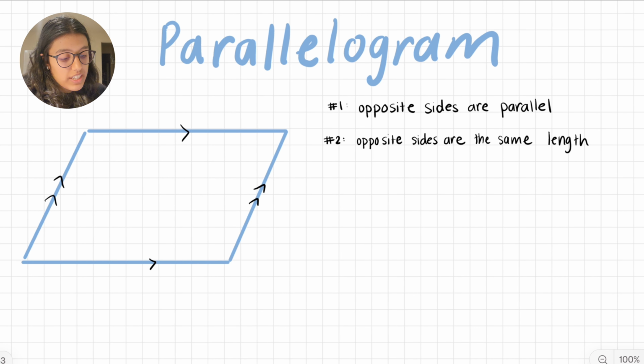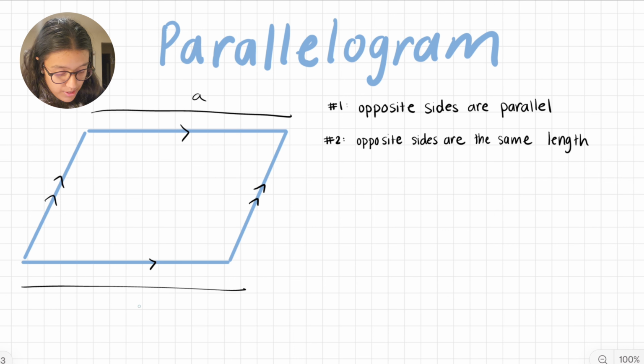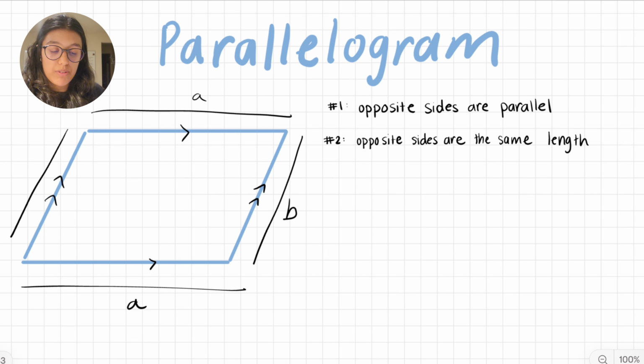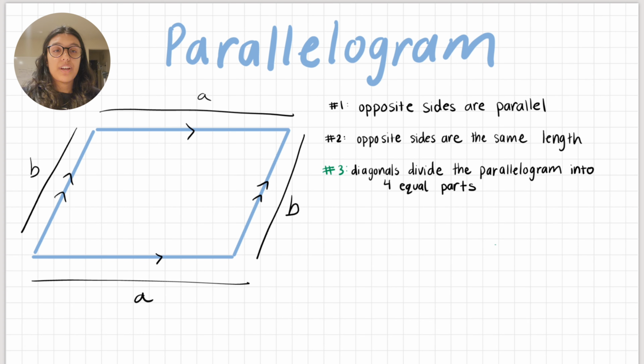Our next property is that opposite sides are the same length. Once again, a pretty common property. It's just saying that if this side was A units long and this side was also A units long, then these two sides are equal to each other. If this side was B units long, then the side opposite to that is also going to be B units long.